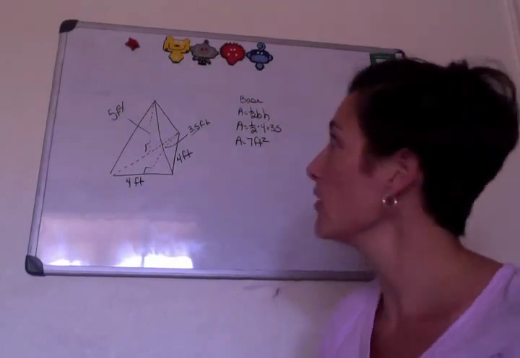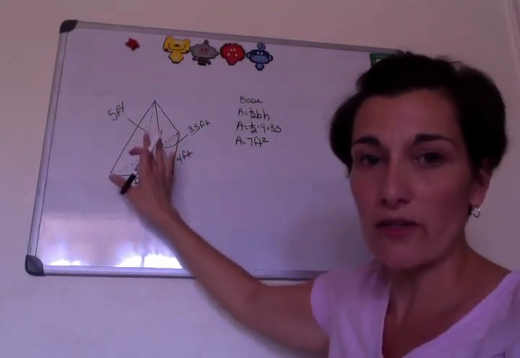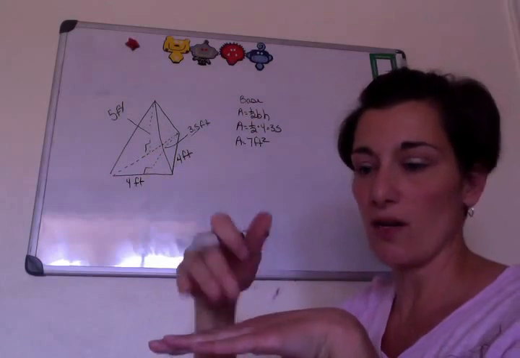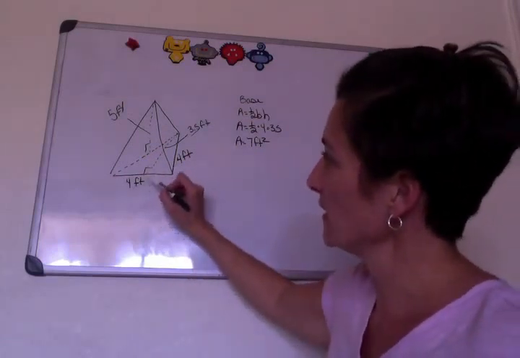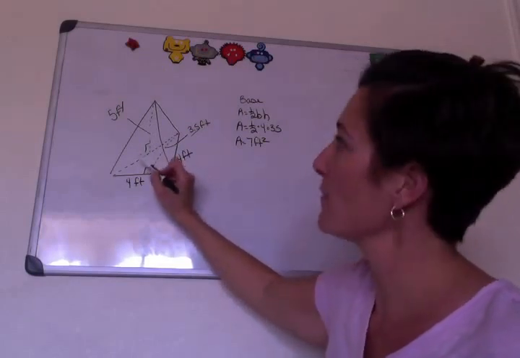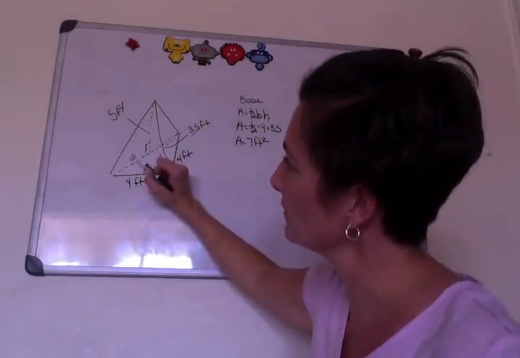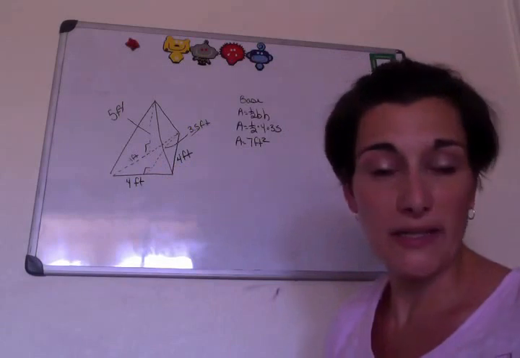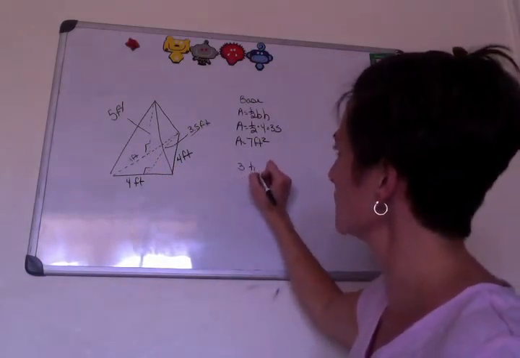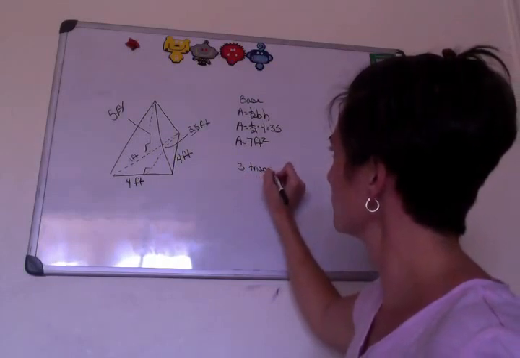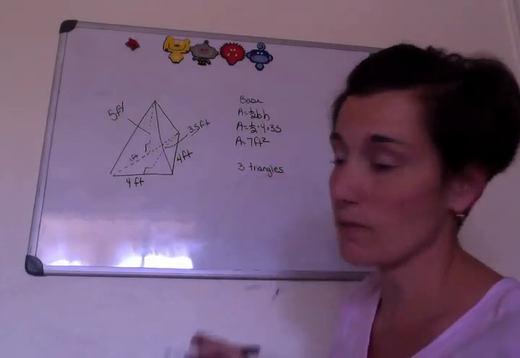Okay, so now I have 3 other triangles, right? Because my base is a triangle, which means that there's 3 other triangles. In this case, since this is 4 feet and this is 4 feet, I'm assuming that this is 4 feet. So all of the bases of the triangles are the same. So my 3 triangles in this case are all going to be the same.